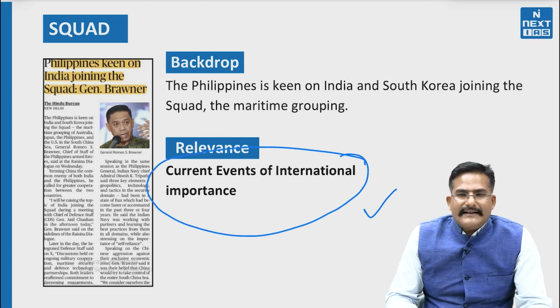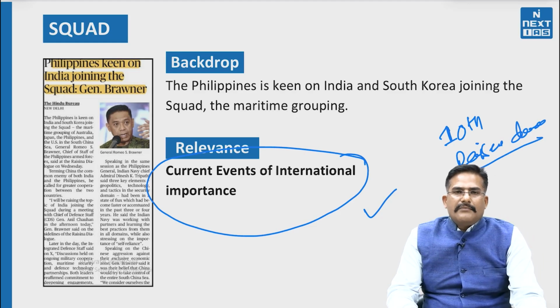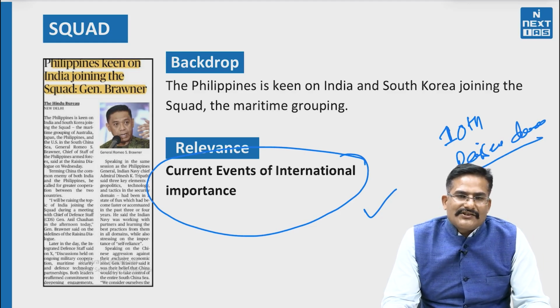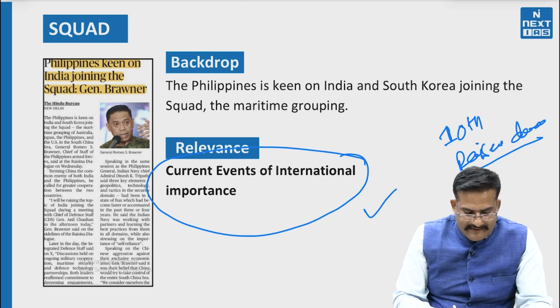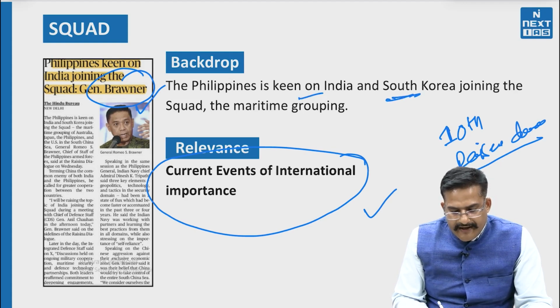What happens? We know that the 10th version of the Raisina Dialogue is going on. Accordingly, there are multiple dignitaries giving lectures, delivering their thoughts at the Raisina Dialogue, which is a forum started by ORF. This time, the Frontline is also supporting this initiative. It is basically an information-sharing mechanism of think tanks and various personalities. In that backdrop, one general of the Philippines, General Brawner, said that India and South Africa should join the SQUAD.